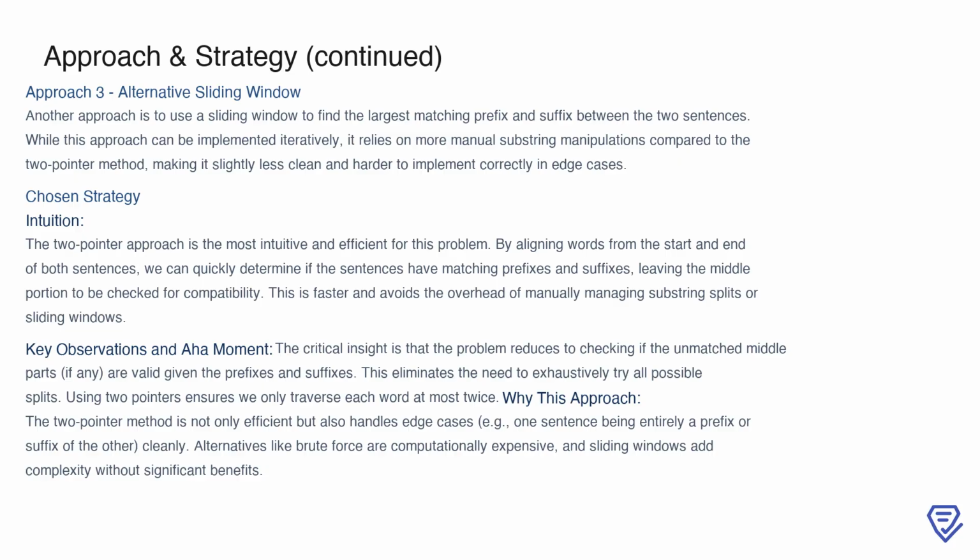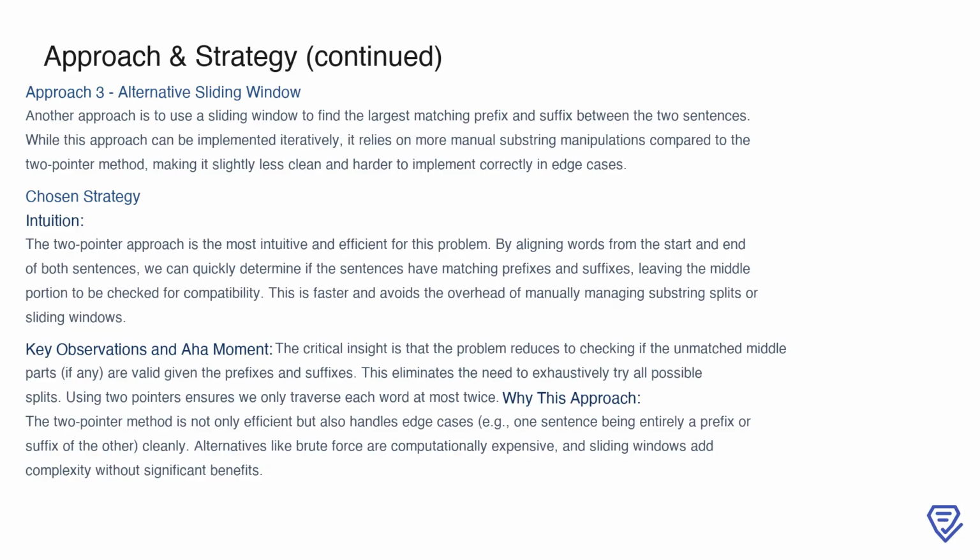Ultimately, the two-pointer approach emerges as the most intuitive and efficient solution. By aligning words from the start and end, we can efficiently determine if the sentences share matching prefixes and suffixes, leaving only the middle section to validate. The key insight here is that the problem boils down to ensuring the unmatched middle sections, if any, are compatible. This eliminates the need to explore all possible splits exhaustively, saving both time and computational effort.